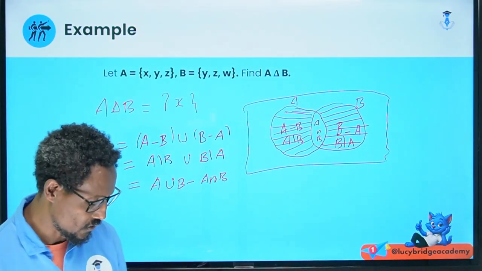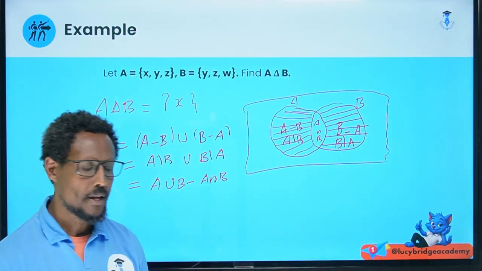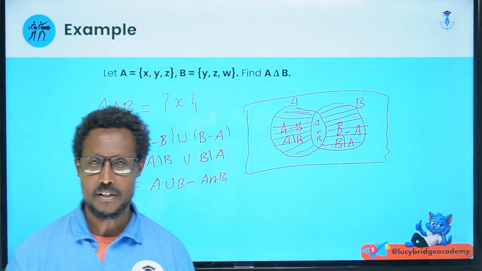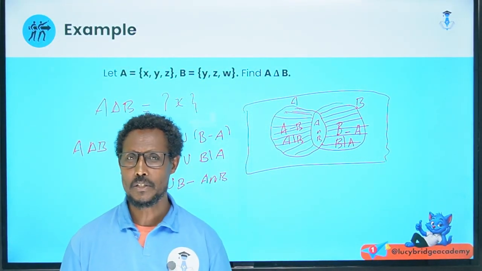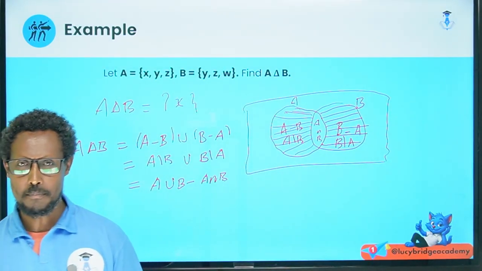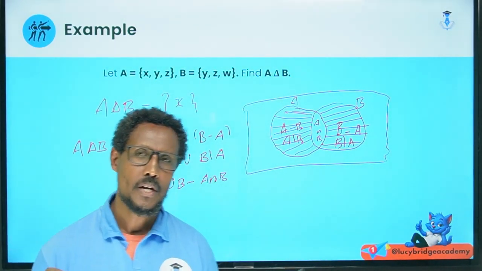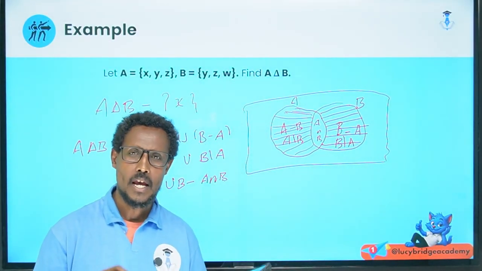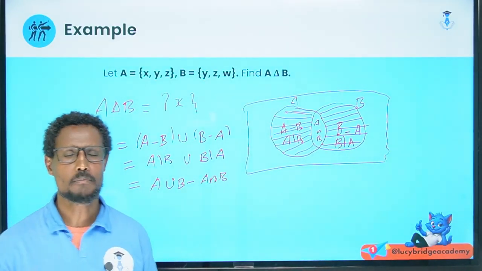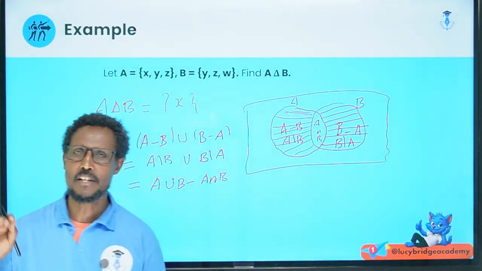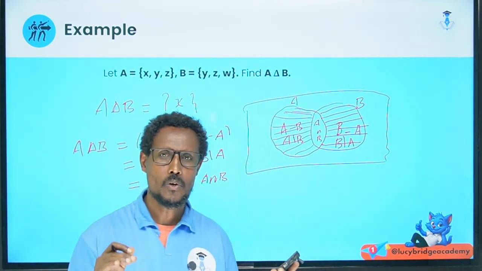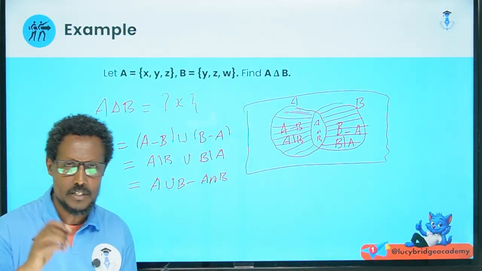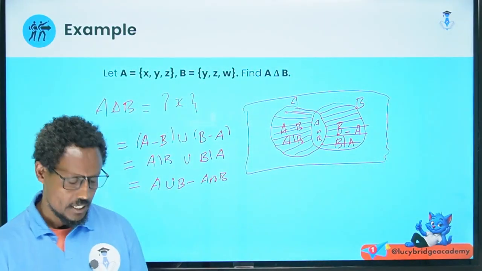The unshaded region is A intersection B. So this is a very important concept in the case of symmetric difference. For two non-empty sets A and B, the symmetric difference of A and B means A union B without their intersection, or A union B minus their intersection, or those elements only in A and only in B. That means A without B union B without A. That's it.